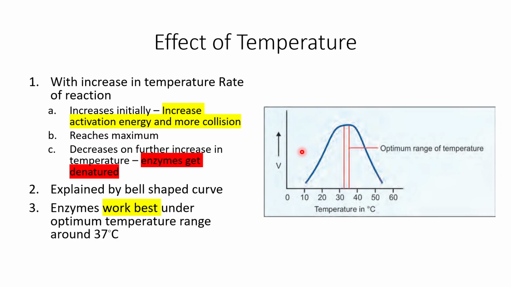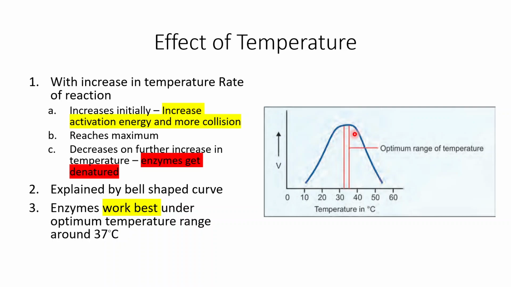Next is the effect of temperature on enzyme action. With increase in temperature, the rate of the reaction increases initially, because of increased activation energy and more collision. If on the x-axis we have temperature, and on the y-axis we have the velocity of the reaction, then as the temperature is increased, initially the rate of the reaction also increases. Why? Because there is increase in the activation energy and more collision of substrates take place.